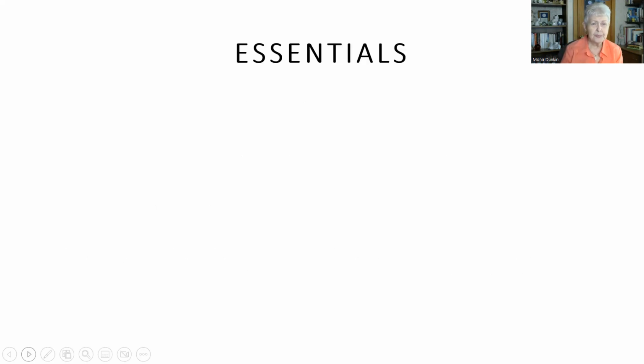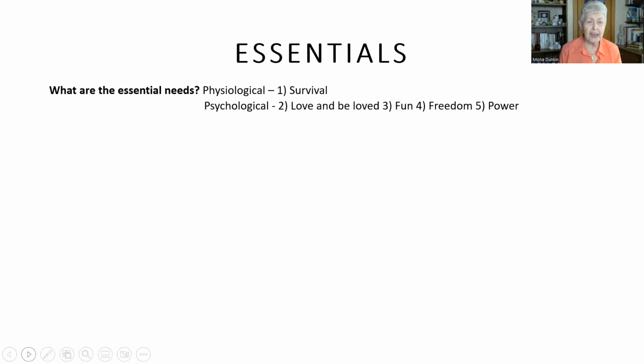So what does it mean to have those essential needs? What are the essential needs? Well, one of the essential needs is physiological, and that is we just need to survive. We need to keep on breathing. We need to be able to look around and see what's going on. And the other essentials, there are 4 more, 5 total. The other essentials are all psychological.